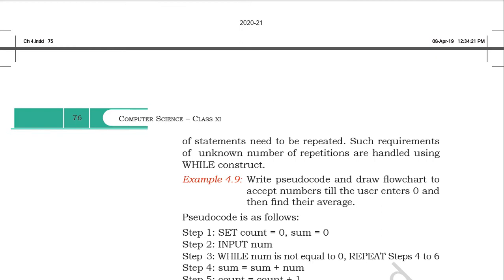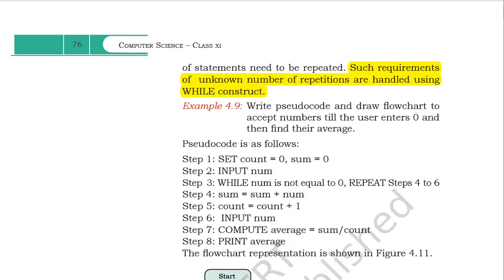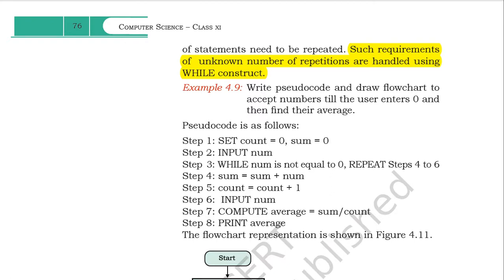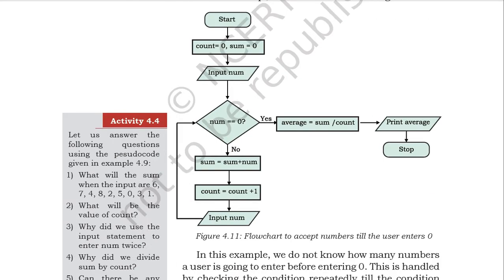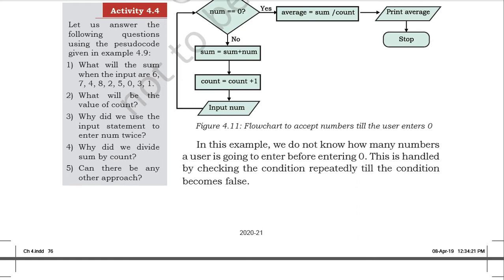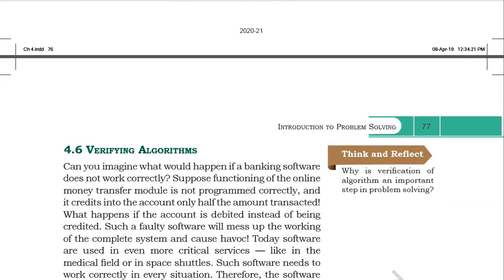Statements that need to be repeated, and such requirements of an unknown number of repetitions, are handled using the while construct. These are very preliminary concepts of problem solving technique. The main part will start in chapter number 5. And here is another example: write pseudocode and draw a flowchart to accept numbers till the user enters 0 and then find their average value. Please go through it, the same pattern and same logic is followed here. If there is any problem, ask me.